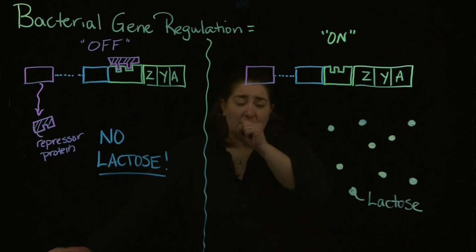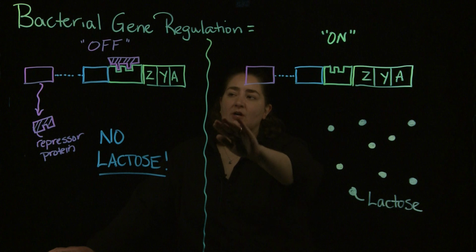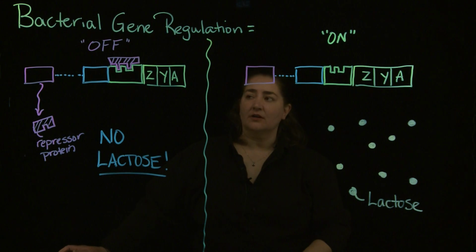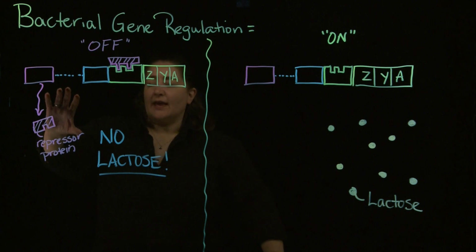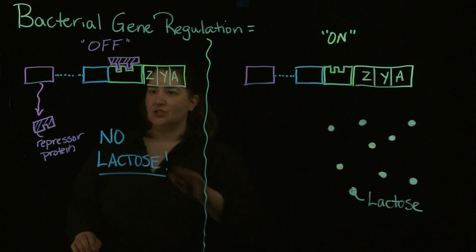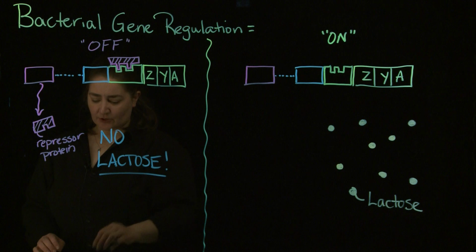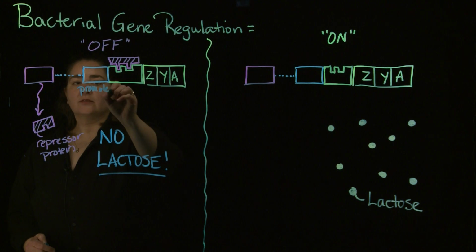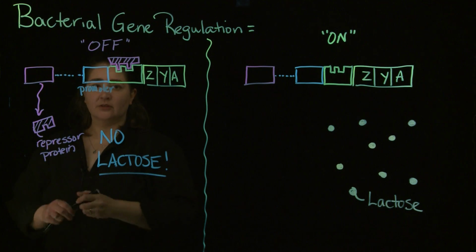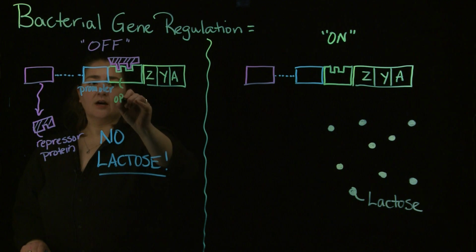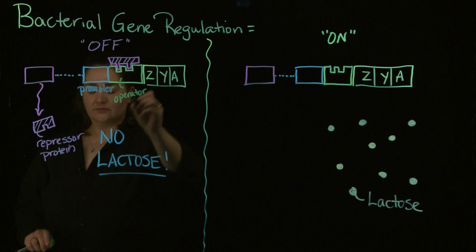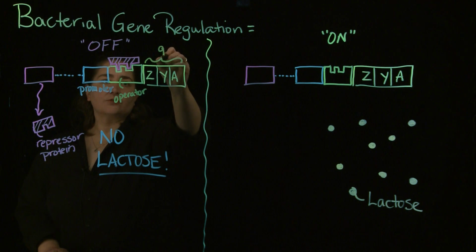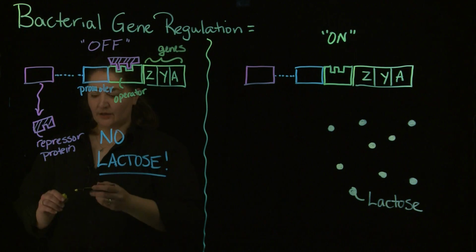All right. So, I ended the last video talking about how the lac operon was kept in the off position. Remember what we have? We have our promoter region, we have our operator region, we have our genes. Let me label these again. Promoter, operator, these are our genes.